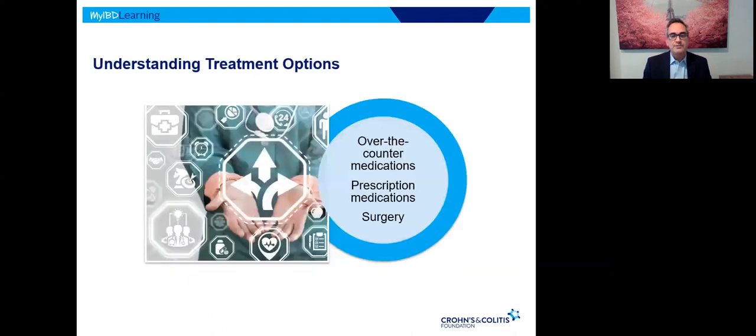Because each patient has a different disease course, a comprehensive treatment plan is customized for each patient based on their disease and personal needs. So managing inflammatory bowel disease is a global process that may include over-the-counter medications, prescription medications, surgery, and sometimes complementary and alternative therapies. It is important to realize that what may be appropriate and successful in one patient may not necessarily be the case in another. And so this requires close communication and discussion so that individual treatment recommendations can be made.